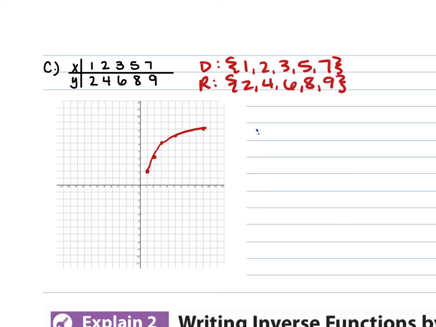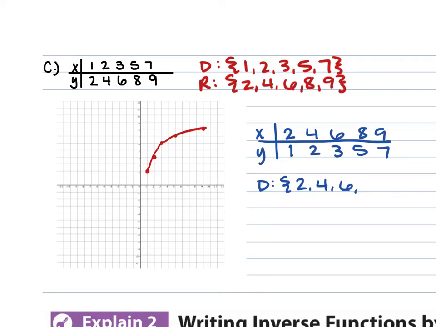From here, we're going to switch our x and our y values. So our x values are going to be 2, 4, 6, 8, and 9, and our y values are going to be 1, 2, 3, 5, and 7. This one is going to give us our domain of 2, 4, 6, 8, and 9. Our range is going to be 1, 2, 3, 5, and 7. To plot these points, we have (2, 1), (4, 2), (6, 3), (8, 5), and (9, 7).